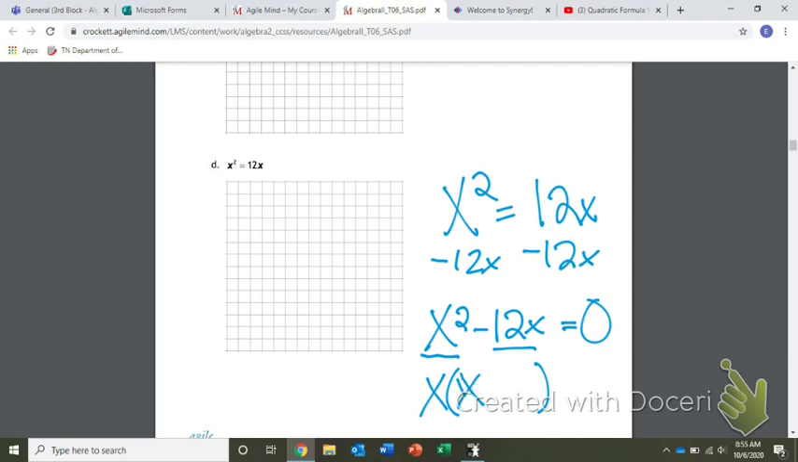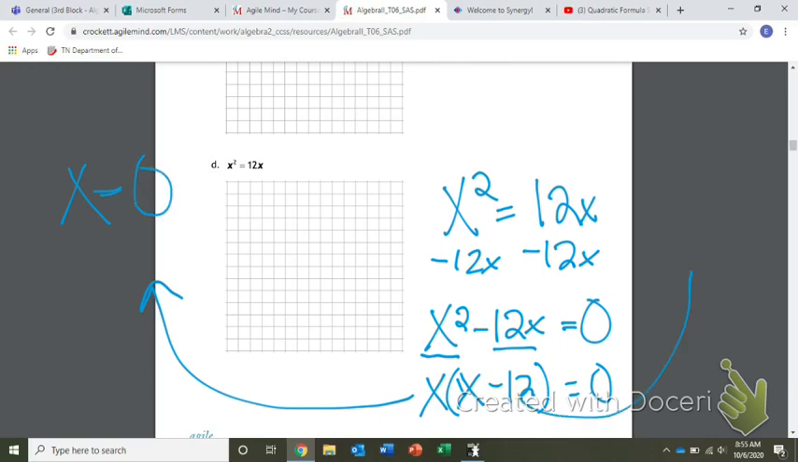I want a negative 12x, but I just have a 12, so maybe I should put a negative 12. Right? Now, remember yesterday, what did I tell you? When you just have a single x, literally all that means is x equals 0. That's the easiest one. Now this one, you have to solve.